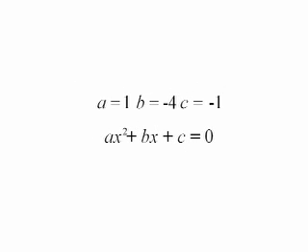We now know that a equals 1, b equals negative 4, and c equals negative 1. Substituting 1 for a, negative 4 for b, negative 1 for c, we get the quadratic equation x squared minus 4x minus 1 equals 0.